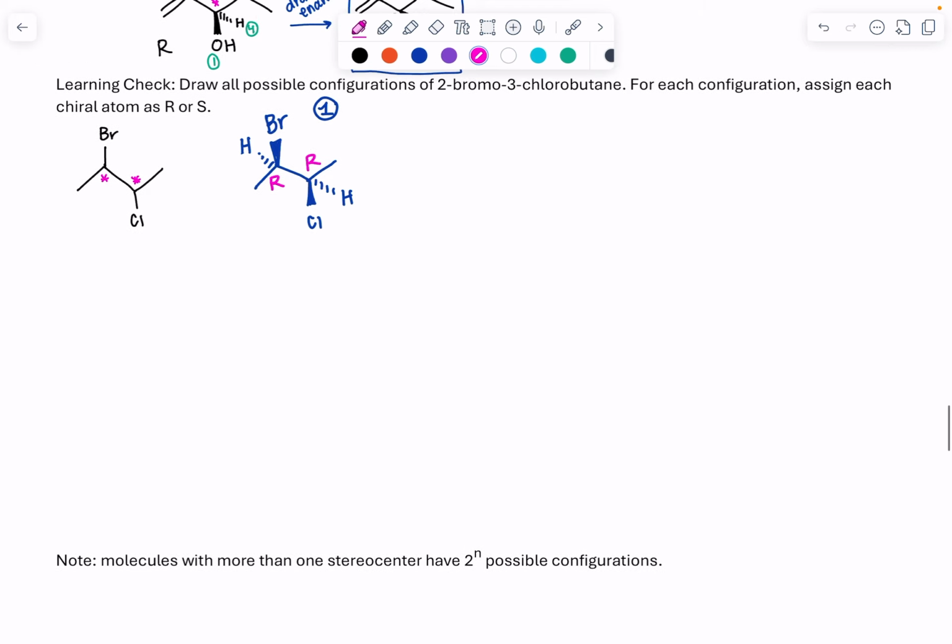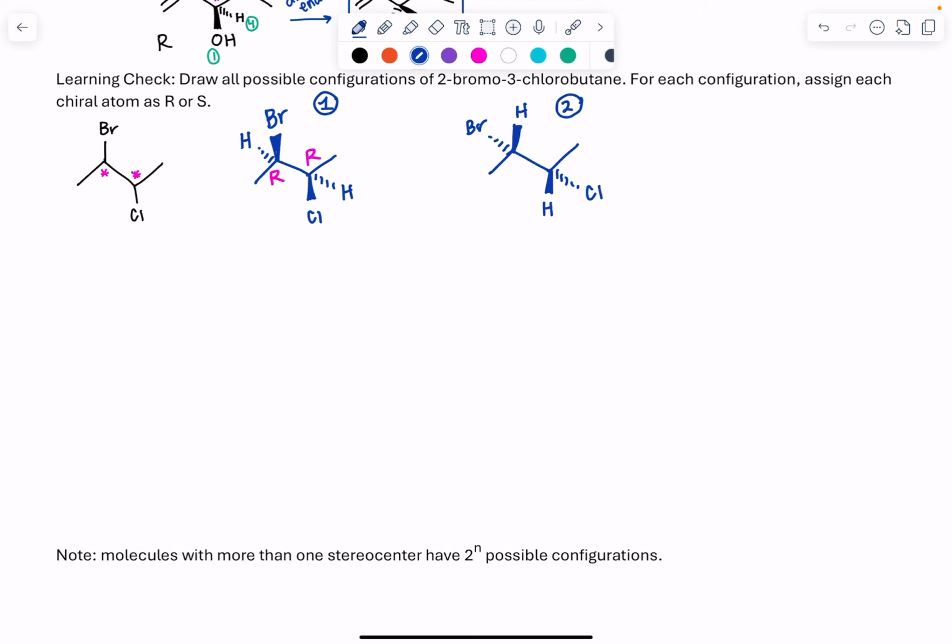So if we draw the enantiomer of this molecule, we can do that by switching wedge and dash. So here on this carbon, we'll have hydrogen on the wedge, bromine on dash, and on this carbon, we'll have hydrogen on wedge and chlorine on the dash. This will be configuration 2. We've switched wedge and dash for both chiral centers. So these are enantiomers. Let's write this off to the side actually. So configuration 1 is RR.